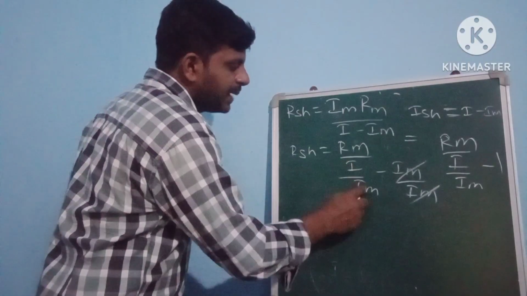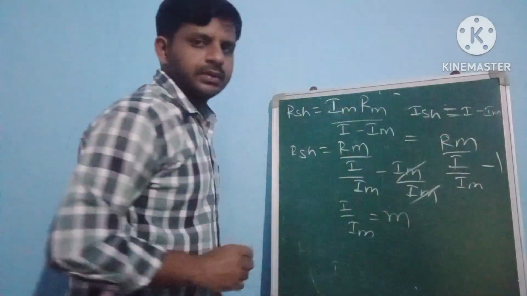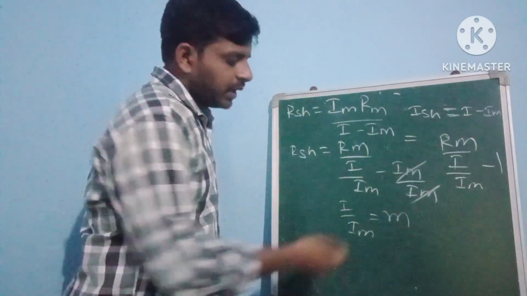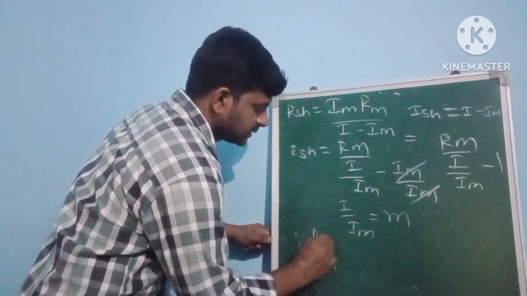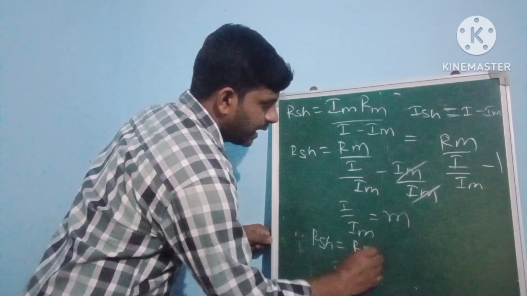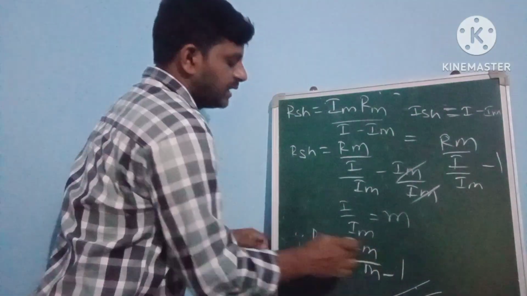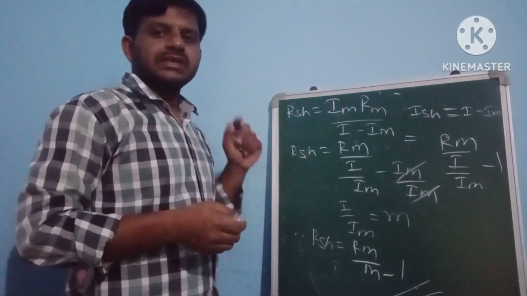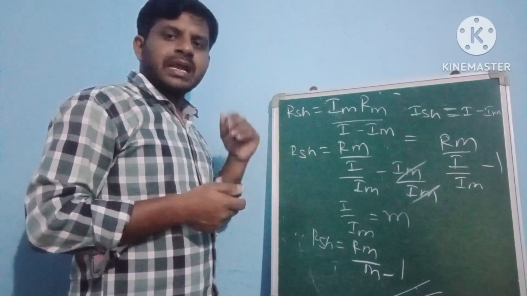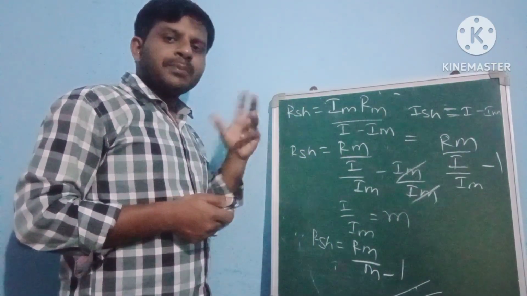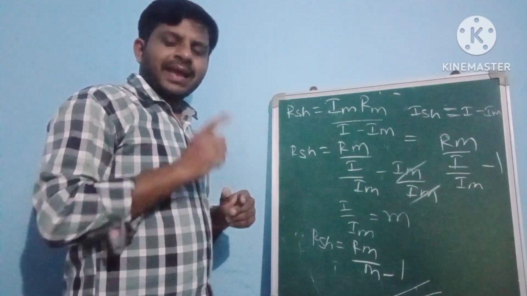Suppose I by Im is equal to small m, where m is the multiplication factor. Therefore we can represent it as Rsh is equal to Rm by (m minus 1). So this is the value of shunt resistance in the case of an ammeter. If you add this shunt resistance value to the ordinary ammeter, then only we can use it for a high range of currents.